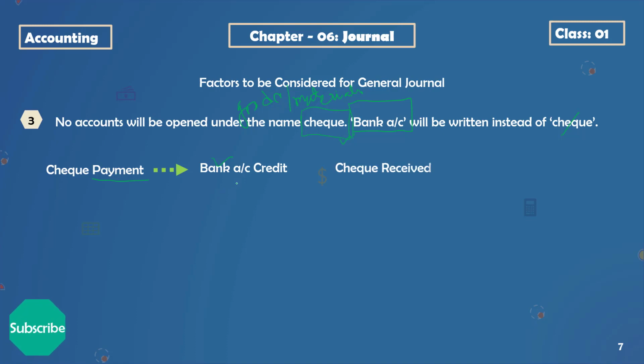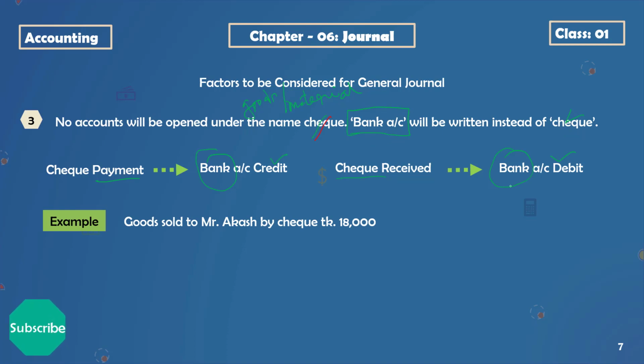And for check received, when we receive the check, you have to debit the bank account. Remember this very carefully. For check payment, you have to write bank account credit, and for check received, you have to write bank account debit. Other accounts, you already know what accounts you have to write.